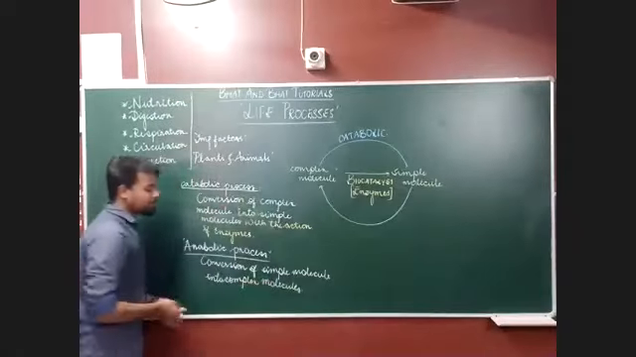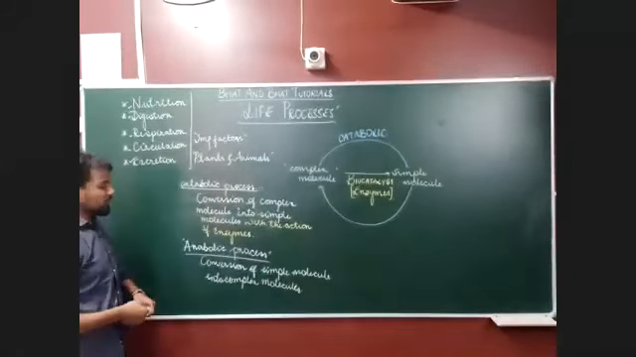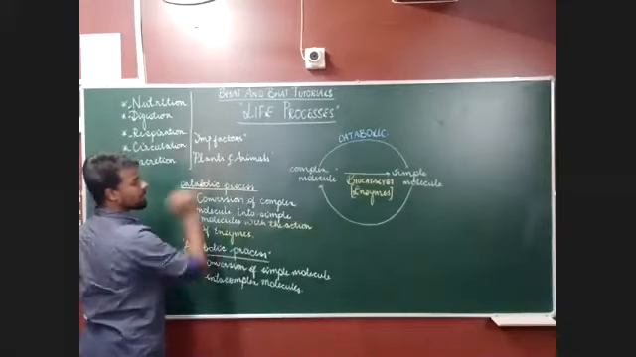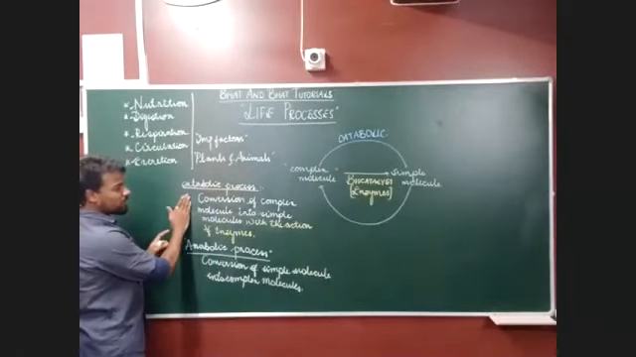Say for example, at first PUC, second PUC, you have to study in detail about anabolic process. But for as of now, we'll not concentrate much on the anabolic process. Our main aim is to concentrate only on the catabolic process. I hope you are very clear with the definition.